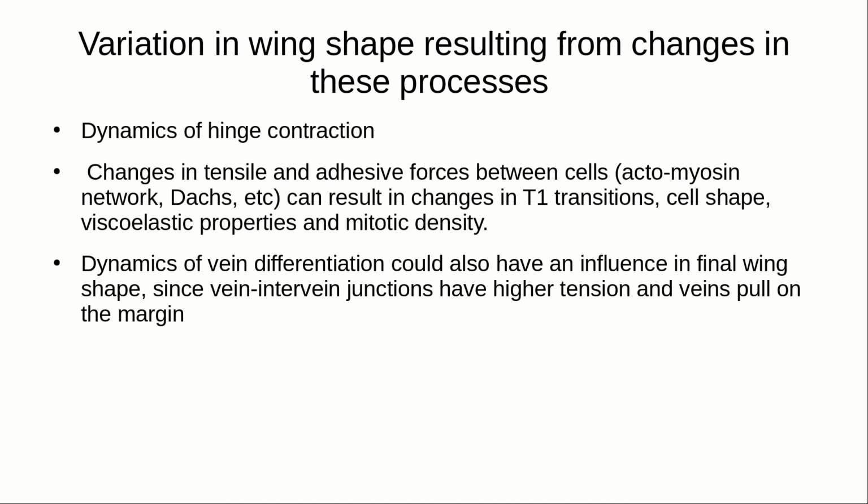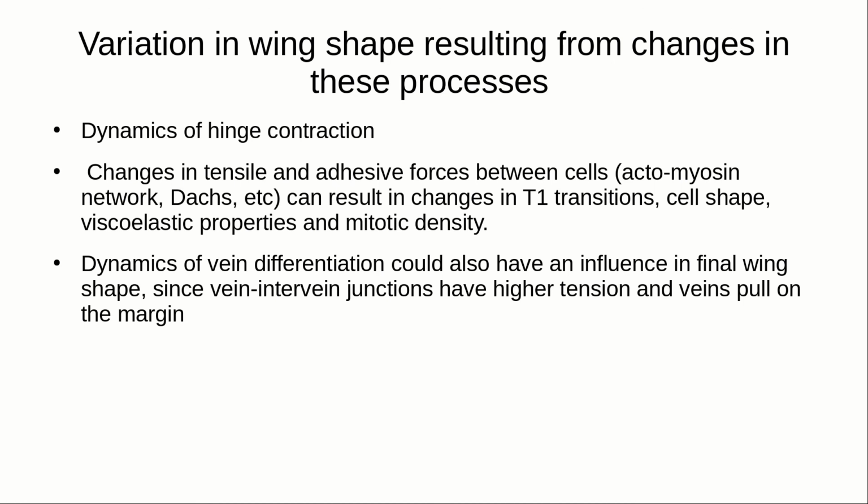Also, changes in tensile and adhesive forces between the cells, meaning changes in the polarization of the actomyosin network or DATs, etc., can result in changes in the pattern of T1 transitions or in the cell shape and the viscoelastic properties of the cells.